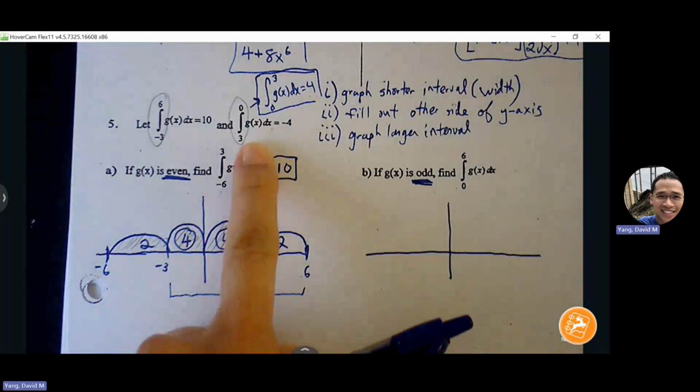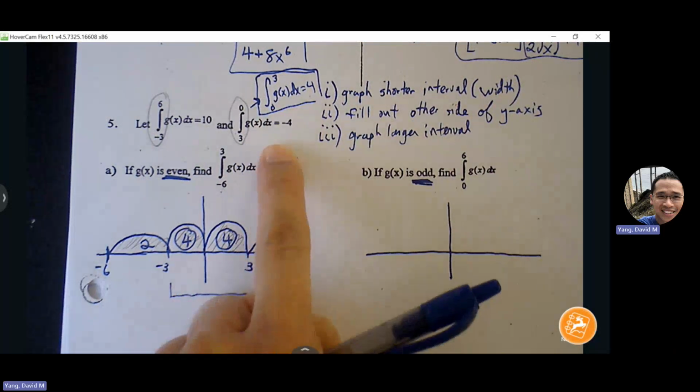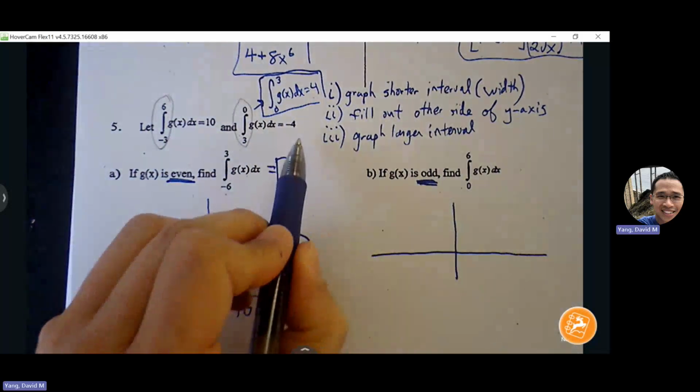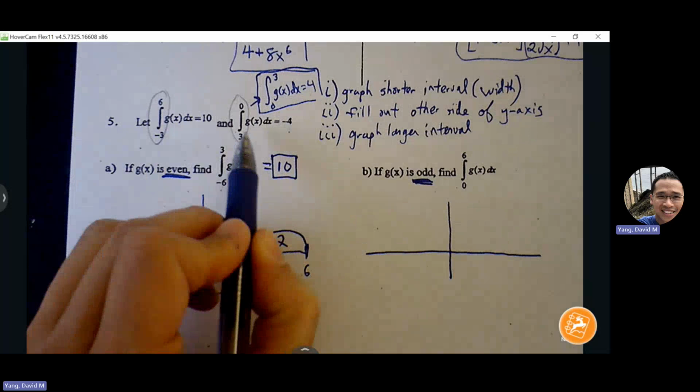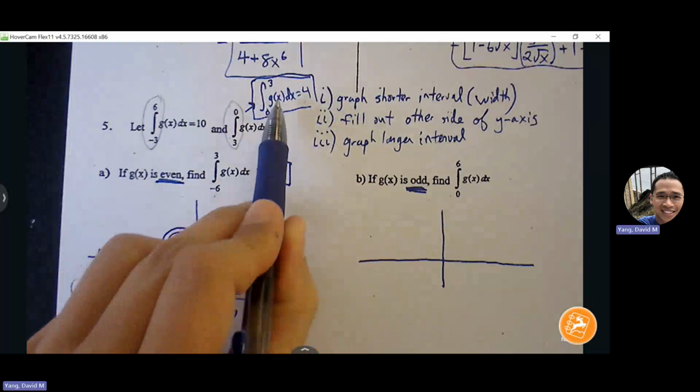Okay, so initially, same steps. We want to start with the shorter interval, 0 to 3. Again, we're picking 0 to 3. We're picking the second one first, not because -4 is smaller than 10. We don't care about the area. We care about the width. Shorter width goes first. Okay, so from 0 to 3 is 4.